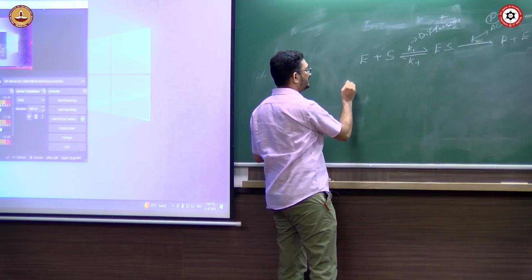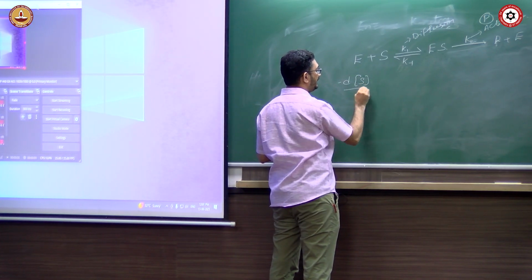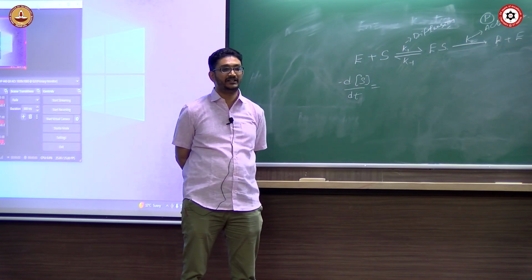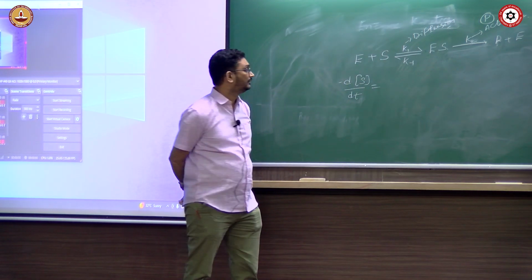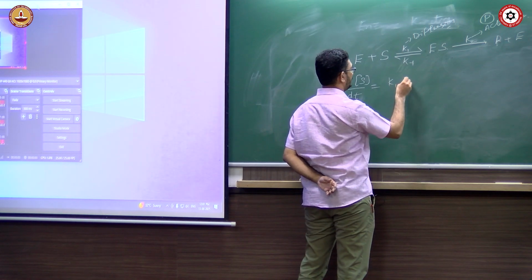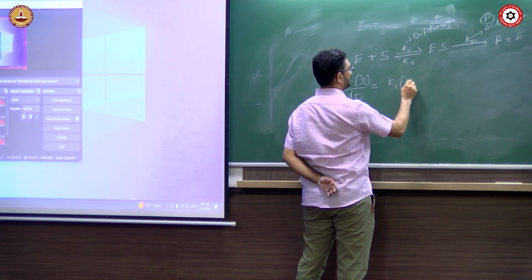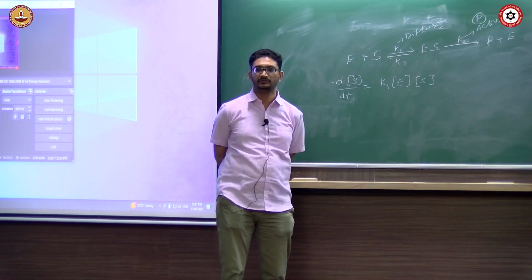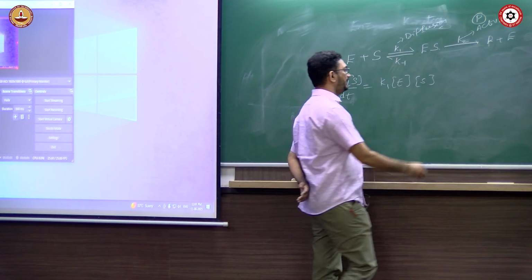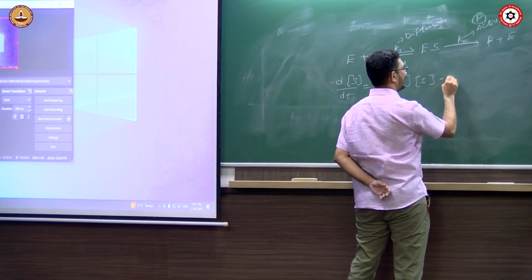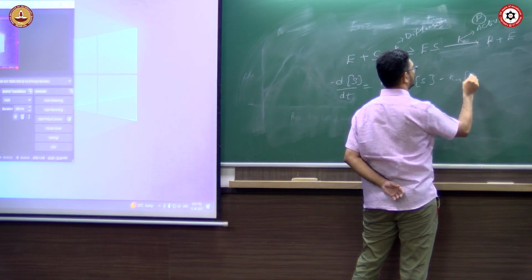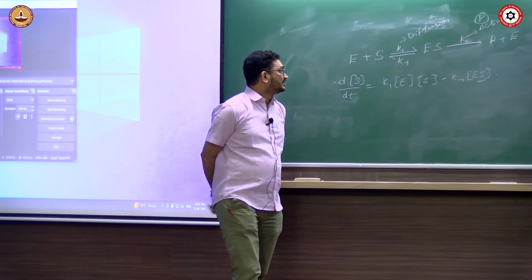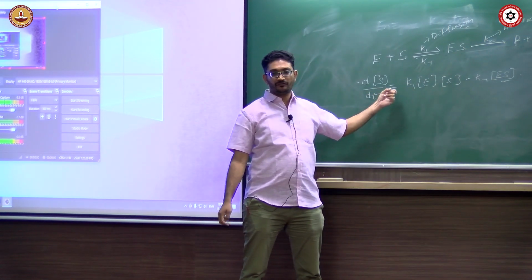So if I take the rate of disappearance of substrate, minus dS by dt, from this expression, what will it be? It is K1 into E into S minus K minus 1 into the concentration of ES, right? So this is the rate of formation of this.